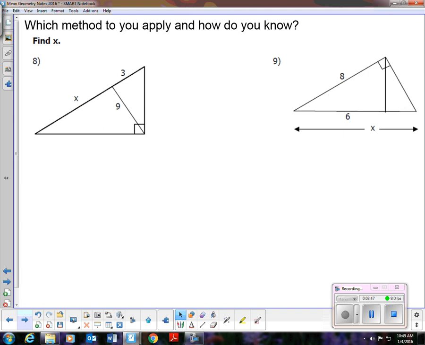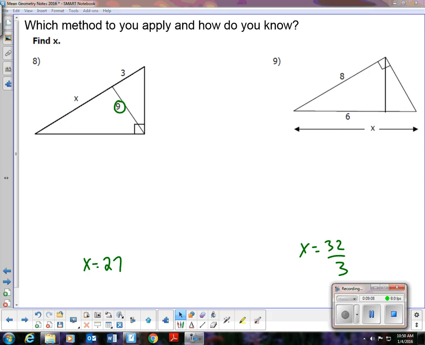All right, so which method would you apply, and how do you know? And then it says find x. So if I look here, I have the inside altitude, so that means it's going to be the first corollary. Over here, we don't have the inside, that means it's going to be the second corollary. So find the value for each one. And then when you're done, you can check your answer.